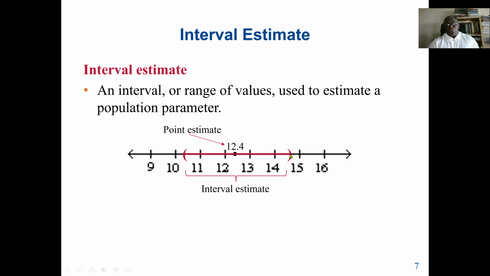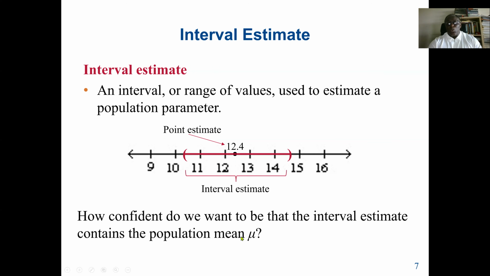Now, what we have to know here is that we can say something like we are 90% confident that our population mean will be between the values of 10.5 and 14.5. That's what we call the interval estimate. So an interval estimate has to be some range of values. Here we say an interval or range of values used to estimate the population mean. A point estimate is a single value that is used to estimate the population parameter.